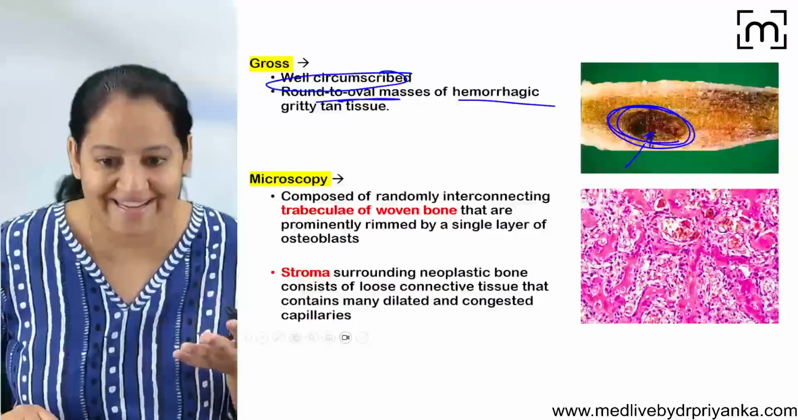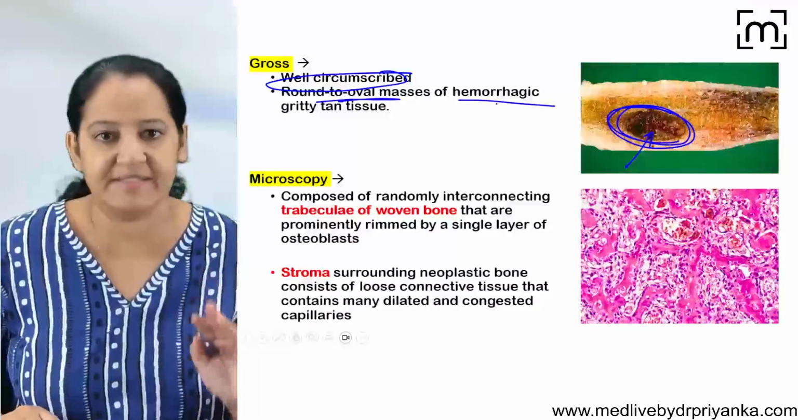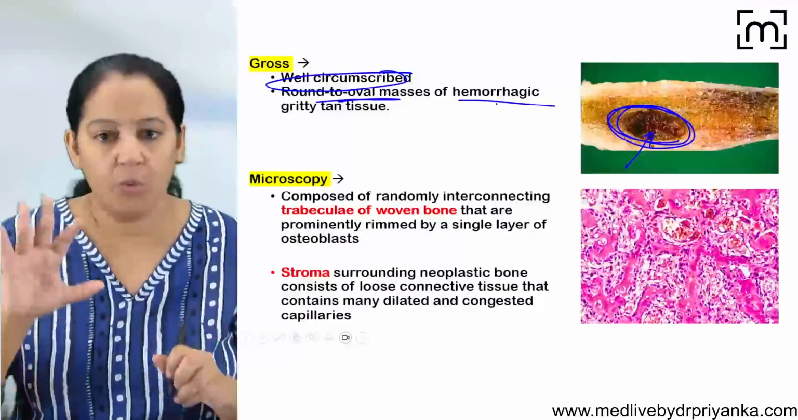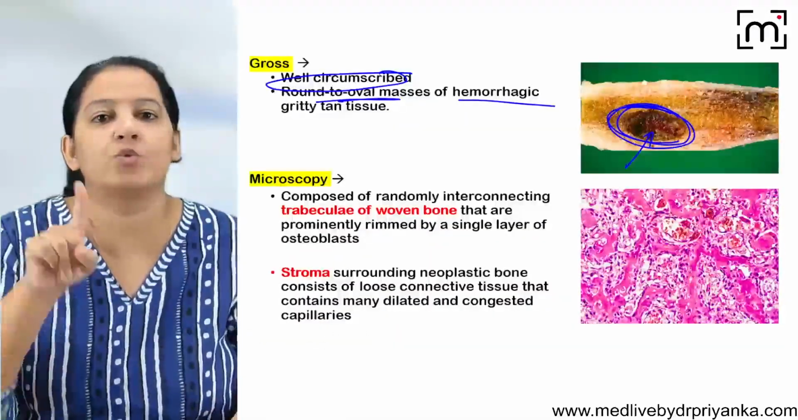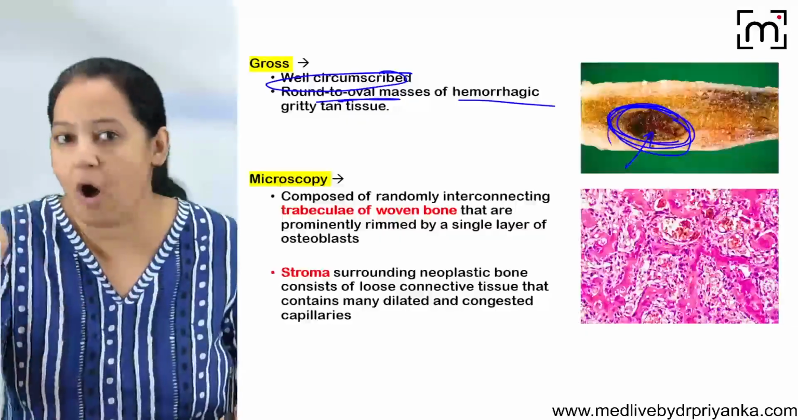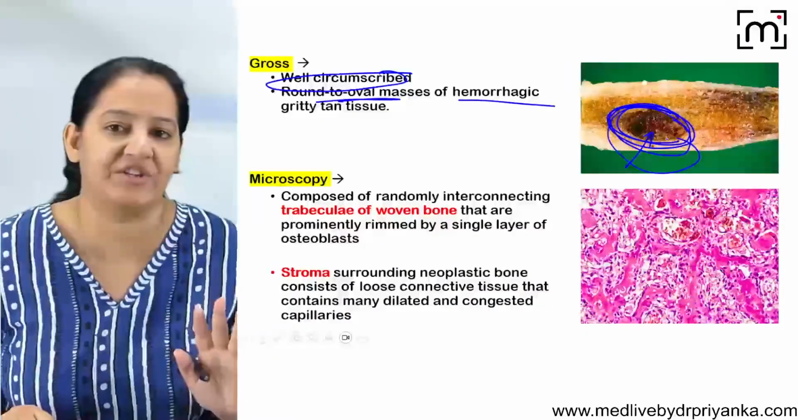It is osteogenic in nature. It's gritty in nature and it's hemorrhagic. Cut surface is hemorrhagic. So describe it. Don't read the description. Look at the image and describe it. So you can see it's well circumscribed. It's round to oval. Cut surface is hemorrhagic and it's gritty in nature.